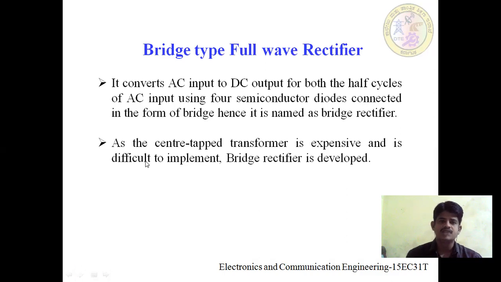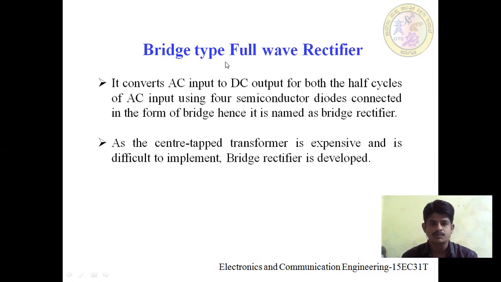So actually bridge type full wave rectifier will be using 4 diodes. Okay, so in half wave it was using only one diode, then center tapped full wave is using 2 diodes, and bridge is using 4 PN junction diodes. All 4 will be connected in the form of a bridge. That is why it is named as a bridge type full wave rectifier, and it is operating for the full wave of the input signal.